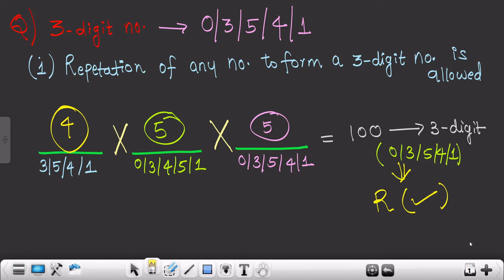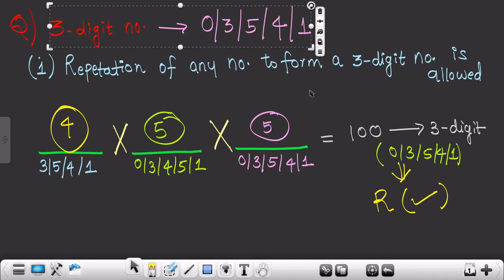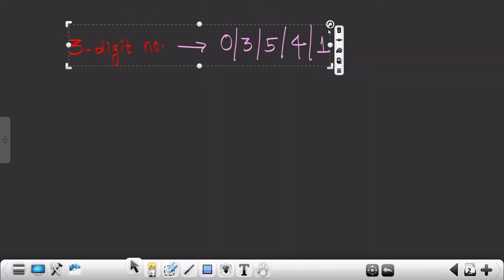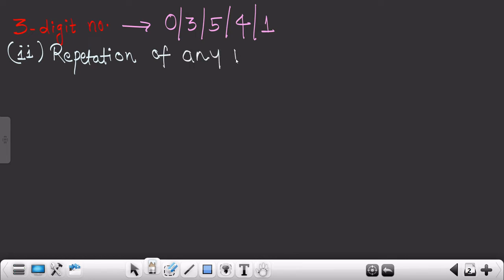Now we will take the similar case, just making a slight change in the condition. Control C and Control V over here. We need to form a 3 digit number from the similar set of numbers, just the condition is changing, and the condition is that repetition of any number is not allowed.